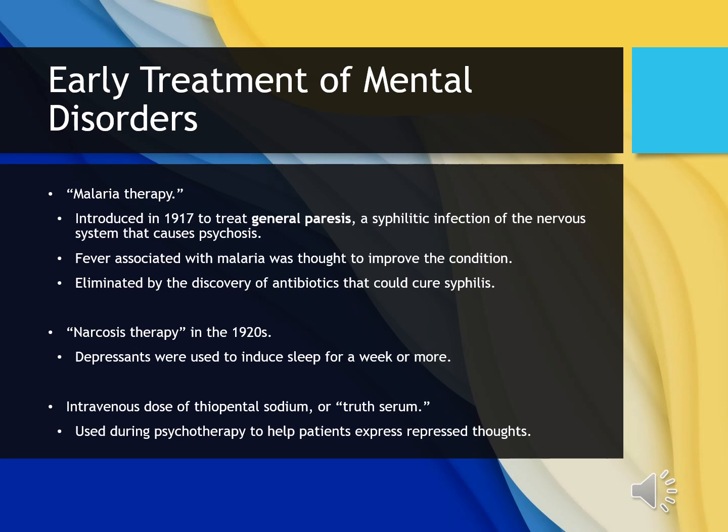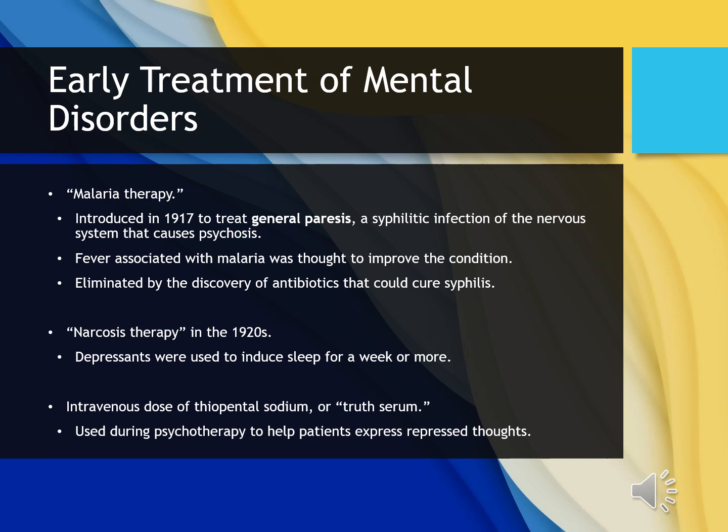Looking at treatment of mental disorders, this would be before 1950. Because the focus is on drug therapy, a good place to go back to is 1917, when a physical treatment was first demonstrated to be effective in serious mental disease. In those days, a great proportion of patients with psychosis were suffering from general paresis. This is an infection of the nervous system. It was noted that the fever associated with malaria often produced marked improvement, and so in 1917 we have malaria therapy, which was introduced.